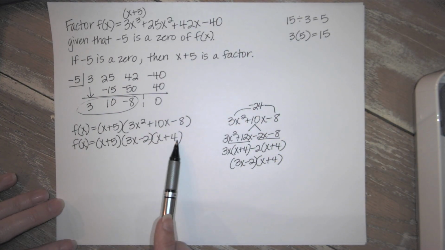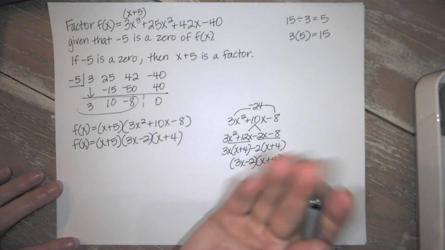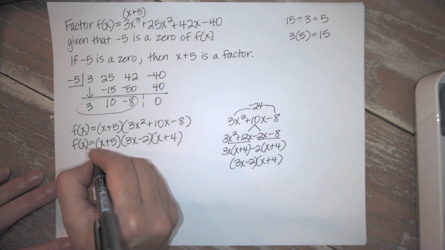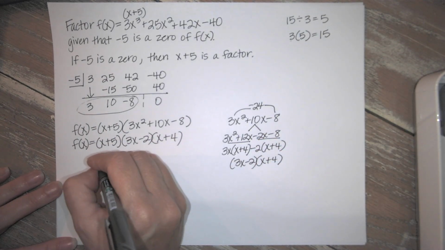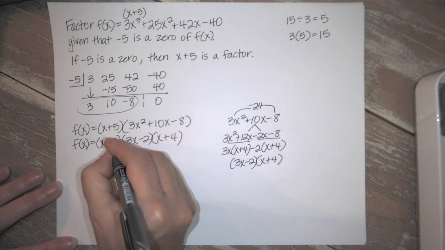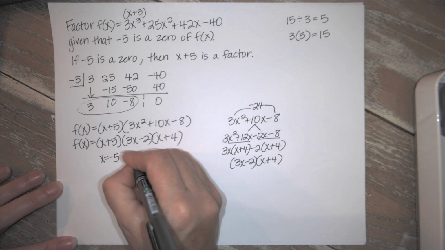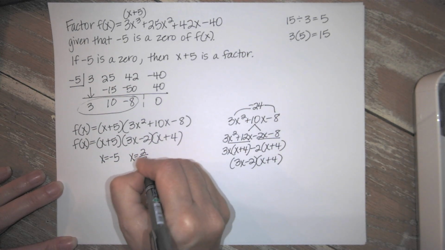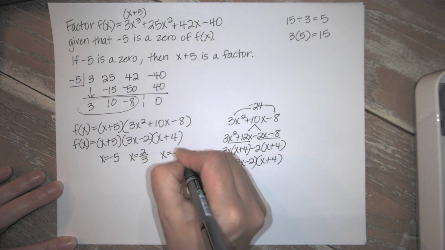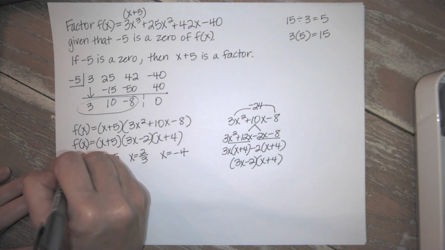So these are the factors. Now if we wanted to find the zeros, we could easily now find the zeros. The zeros would be values that make these zeros. So -5, 2/3, and -4. These are my zeros.